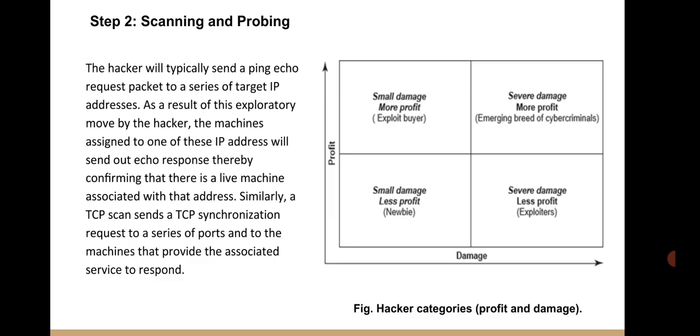Second phase is scanning and probing. Here the attacker generates a ping echo request packet to a series of target IP addresses. They target some IP addresses and send the ping echo requests to those addresses. As a result of this exploit by the hacker, the machines assigned to one of these IP addresses will send out the echo responses.